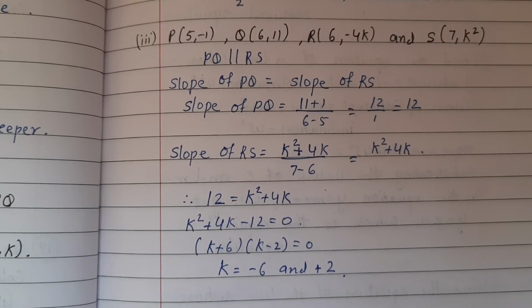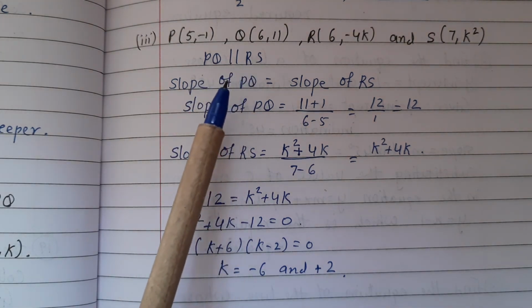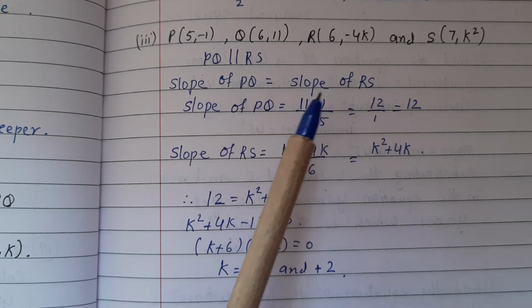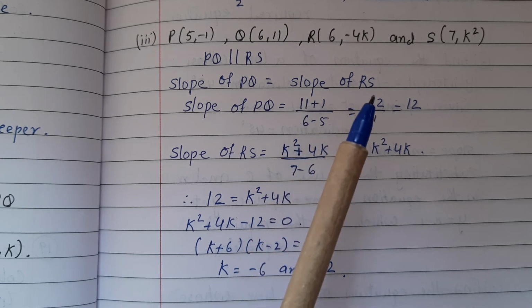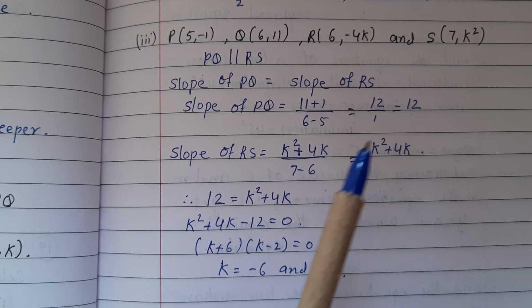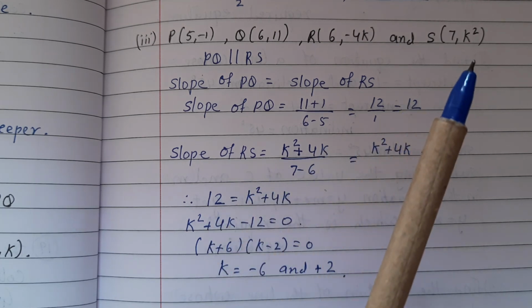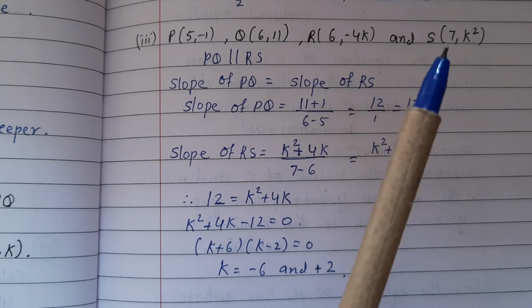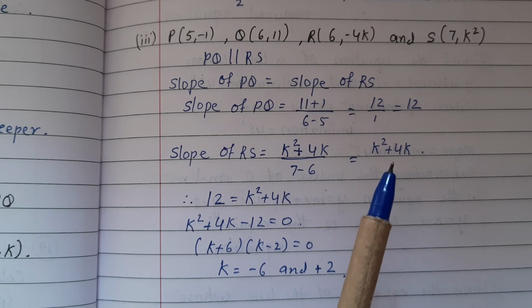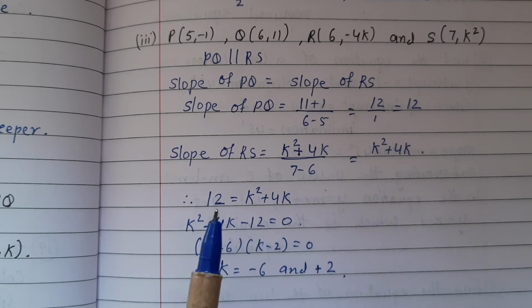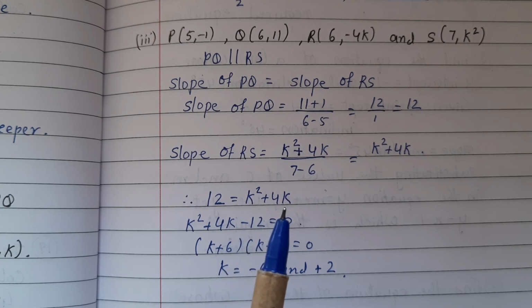Part 3. P(5, -1), Q(6, 11), R(6, -4k) and S(7, k²). Since PQ is parallel to RS, slope of PQ equals slope of RS. Slope of PQ equals (11 + 1) upon (6 - 5), equals 12 upon 1, equals 12. Slope of RS equals (k² + 4k) upon (7 - 6), equals k² + 4k. Both the slopes are equal. Therefore, 12 equals k² + 4k.